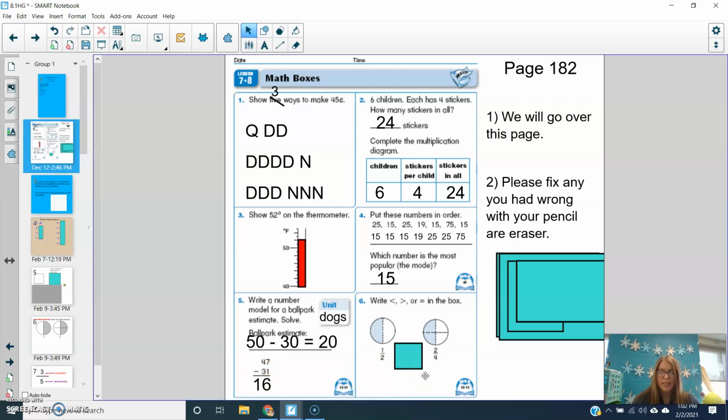For question 6, write less than, greater than, or equal to in the box. Now I can see that for 1/2 and 2/4, the same amount is shaded. So they are equal. 1/2 is the same thing as 2/4. So double check to make sure you have your page correct before moving on to the next part of the lesson.